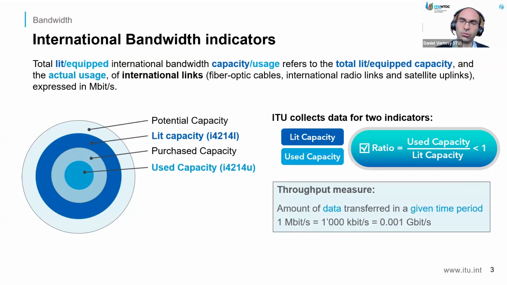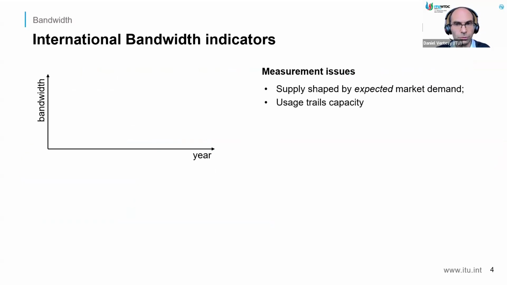Another point in the definition, and Viviana has been explaining this in great detail. So this is a throughput measure: the amount of data transferred within a limited set of time. We measure it in terms of megabit per sec. And obviously, this is different from traffic indicators, which measure the total amount of data. Again, just for you to keep in mind when interpreting the data.